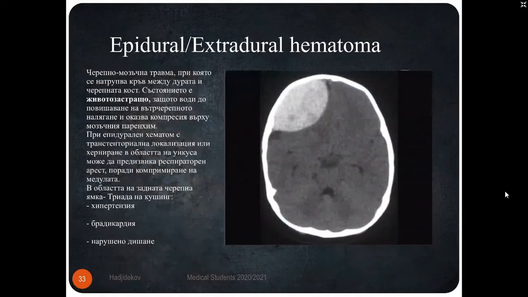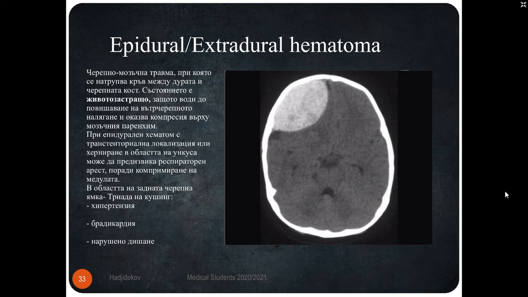So if we are speaking here about the different types of hematoma, we should be able to differentiate on CT between epidural, or so-called extradural, and subdural hematoma. So this is a typical example of epidural hematoma, which is in fact accumulation of blood between the dura and the cerebral bones.